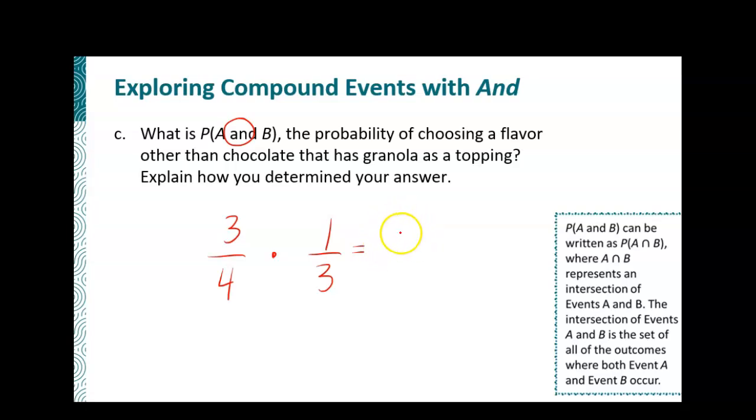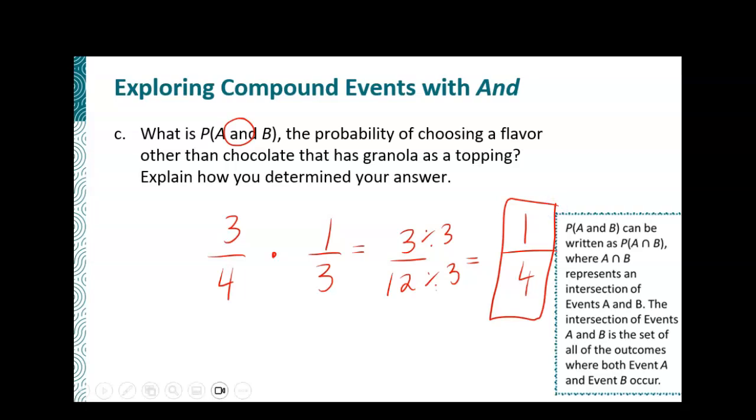3 times 1? 4 times 3? 12. Both of these divide by what number? 3, good. So 1 over... And that is all you have to learn to do today. Compound with the word and. Okay? Thursday, you're going to do the word or.